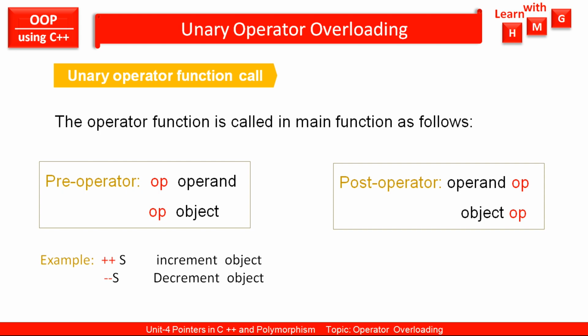And the example of the second way of using the increment and decrement operator is s++ and s--. Here also s++ means increment the object and s-- means decrement the object, and this is post-increment and post-decrement. So in this format these two unary operators are used. As per the syntax of the unary operator, you can apply it on the objects like this.